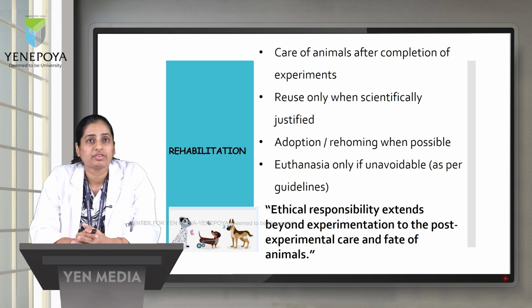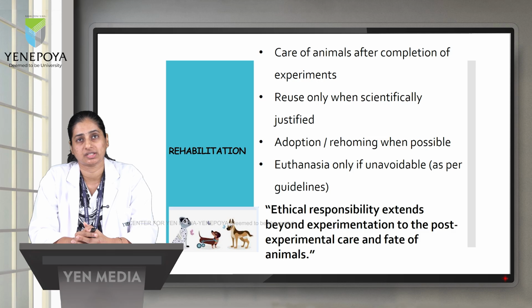The responsibility of the researcher doesn't end with the experimentation. It extends beyond experimentation. Care of animals after completion of the experiment, reuse only when scientifically justified, adoption or rehoming of these animals whenever possible, euthanasia only if unavoidable as per the guidelines. So wherever possible, rehabilitation should be considered. Ethical responsibility extends beyond experimentation to the post-experimental care and fate of animals.